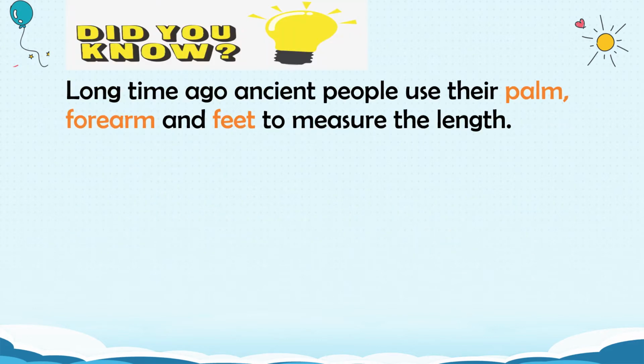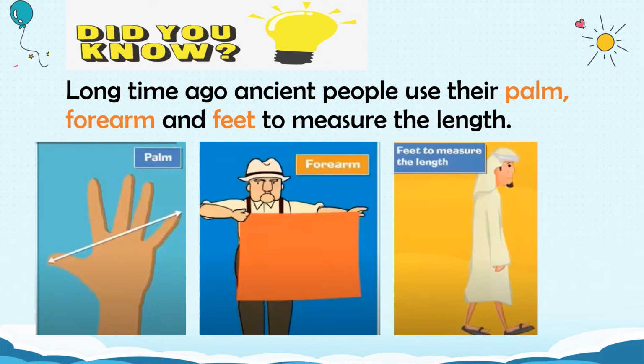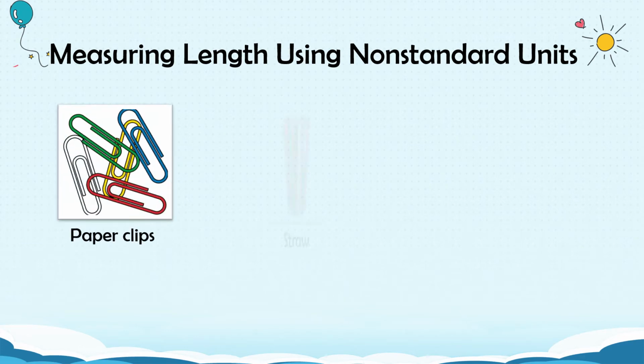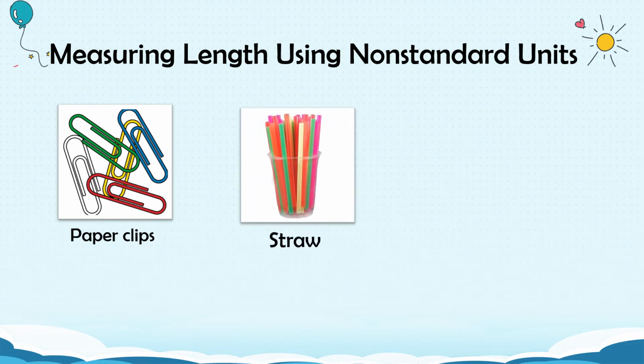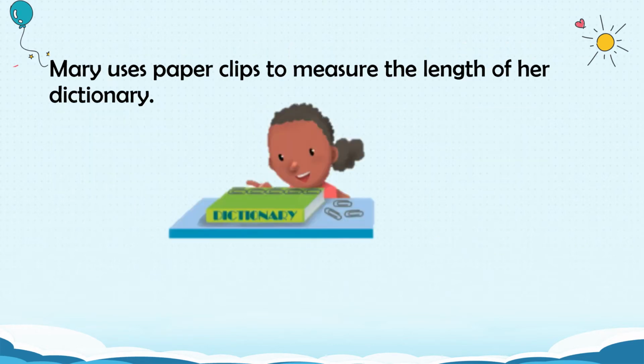Did you know that a long time ago Asian people used their palms, forearms, and feet to measure length? But this method does not give accurate results. In this lesson, we will get the length of some objects using non-standard units. So we can use paper clips, straws, and popsicle sticks. I will show you an example using the non-standard unit.